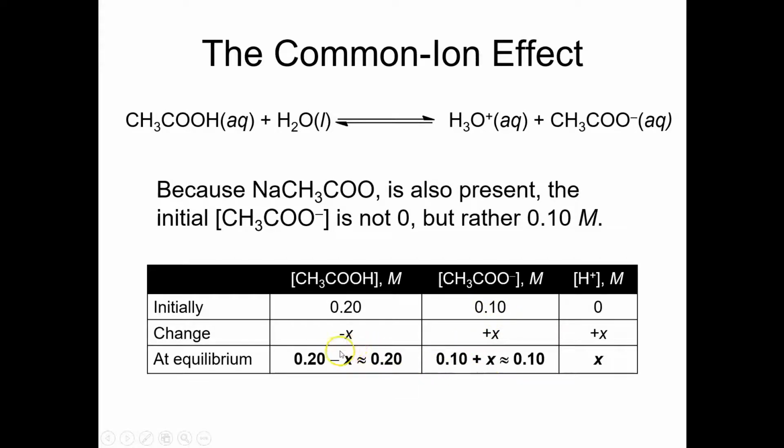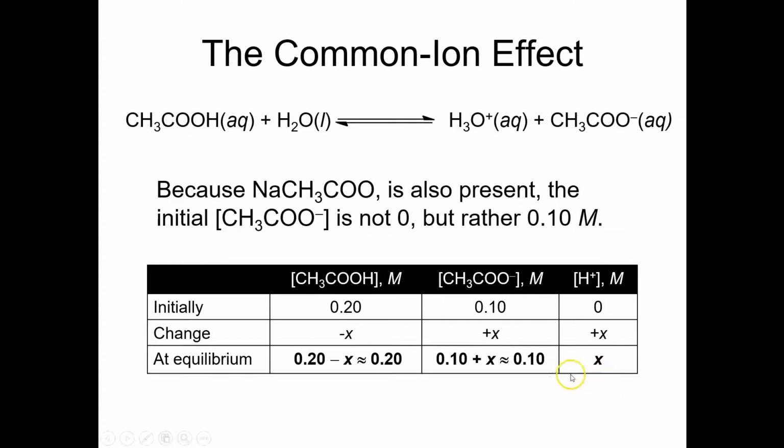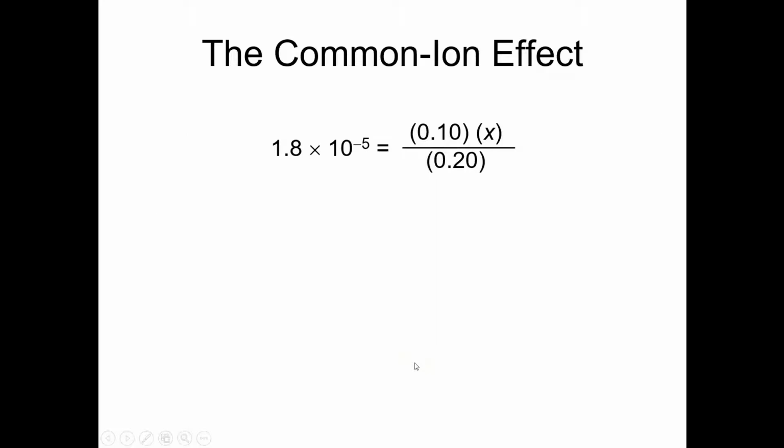We're going to see that X turns out to be a really, really tiny number, and so it's totally justified to make the assumption that X is insignificant compared to 0.2 and 0.1. And then the H plus concentration is going to be equal to X at equilibrium. And so we plug those things into the equilibrium concentration expression. 0.1 and X in the numerator, 0.2 in the denominator is equal to 1.8 times 10 to the minus 5.